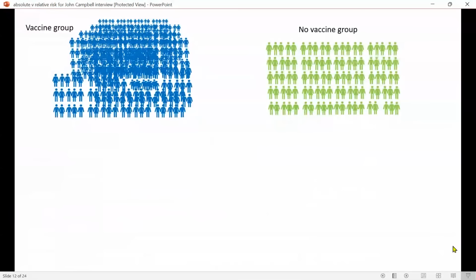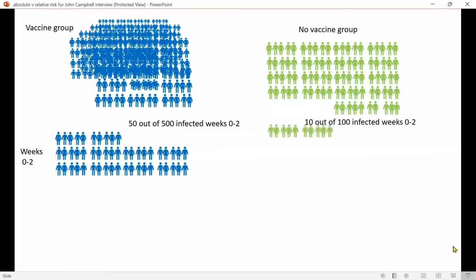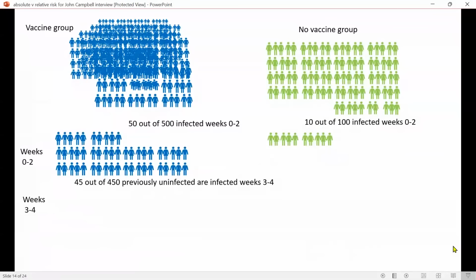We look at what happens in the first 2 weeks. 50 out of the 500 will be infected in the vaccine group. And we're still going to have 10 in the no vaccine group infected. And then in weeks 0 to 2, again, you're going to get 10% of the previously uninfected, which is 45 out of 450 in the vaccine group. So you're going to get another 45 coming down there. You click on. Yeah, they're going to move down. And again, with a no vaccine group, you're going to get your 9.